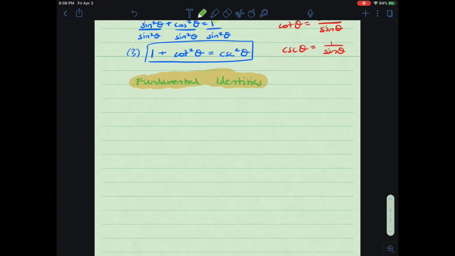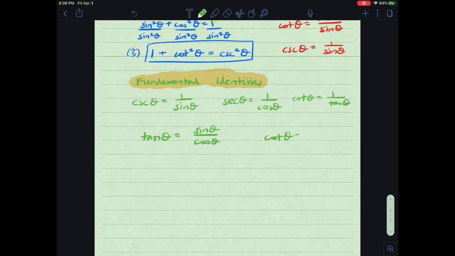So we first did the reciprocal identities, which said that cosecant of theta is 1 over sine theta. We said that secant of theta is 1 over cosine theta. And then we said that cotangent of theta is 1 over tangent theta. Then we talked about the quotient identities, where we know that tangent of theta is simply sine theta over cosine theta. We also said that cotangent of theta is cosine theta over sine theta.